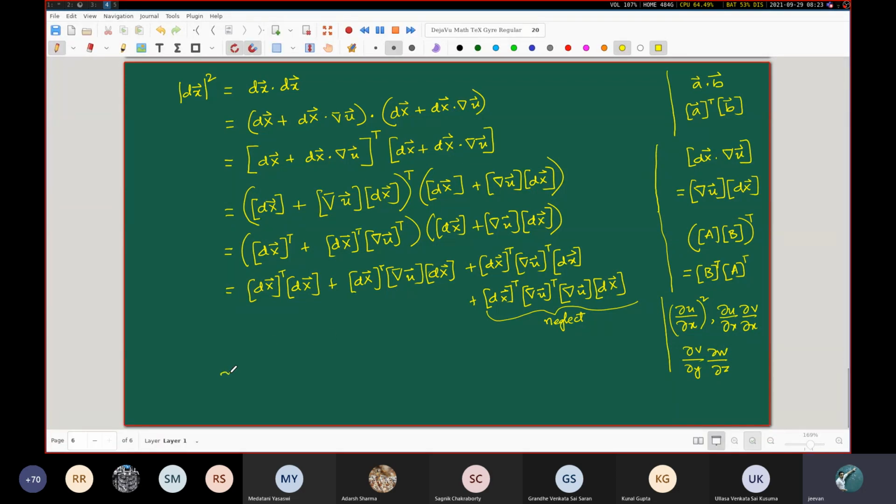So this entire thing is going to be approximately equal to this thing. Now, you note what is this thing? dx vector transpose dx vector. What is this? The modulus of dx squared. Yes. So this is basically the dot product of the dx vector with itself. So this thing is nothing but the dx vector absolute value squared.